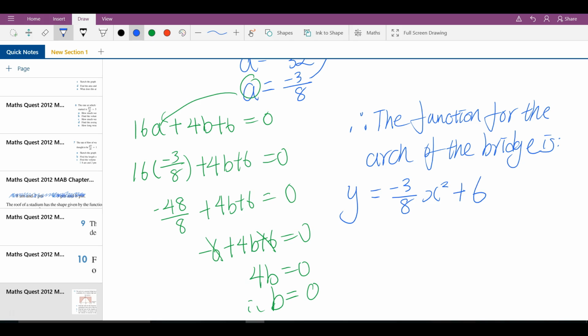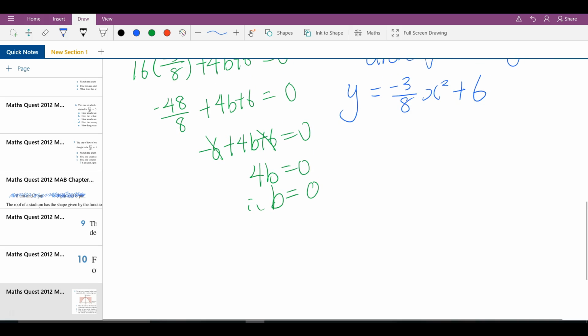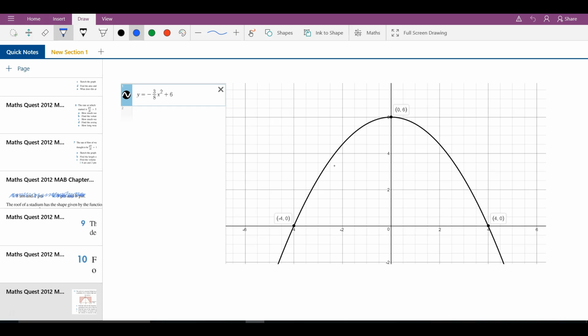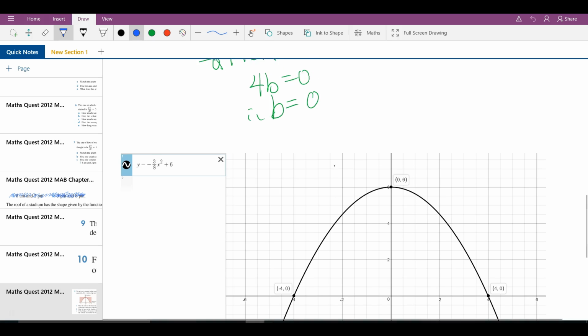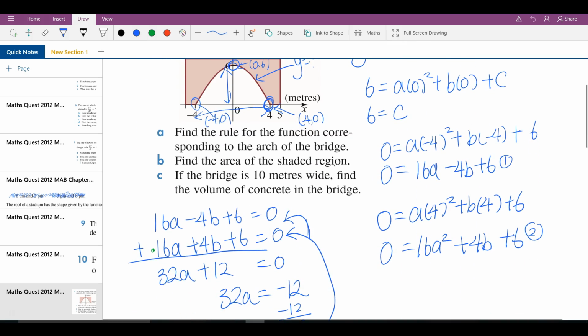Alright, let's go to Desmos and plot that and see if it is the right one. Boom, we're back. I got the graph from Desmos and it looks exactly like the one that's given in the question. So we've got the y-intercept at (0, 6) and two x-intercepts at (-4, 0) and (4, 0). Alright, so it looks like we've got the right equation. Let's do the second question.